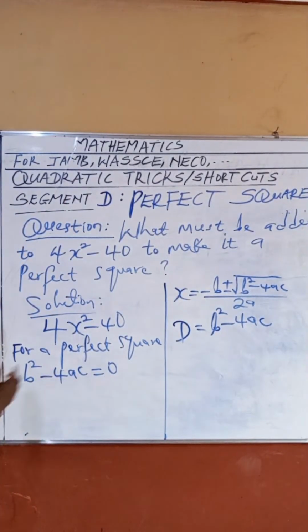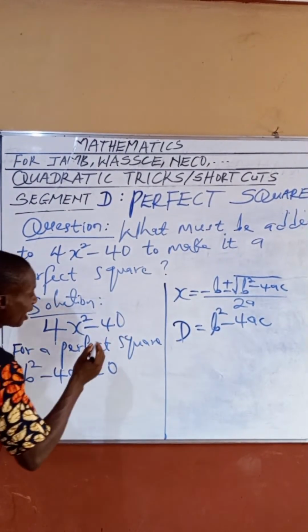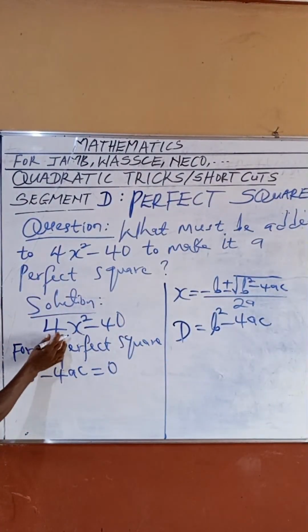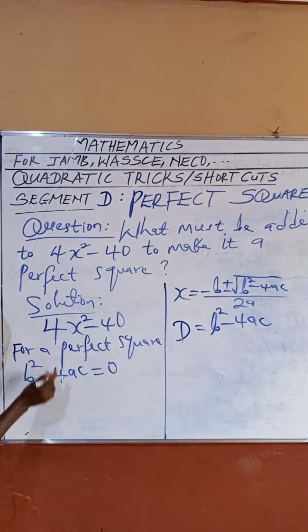So let's check. What's our A? A is what? What we are going to do here, add something here. Remember, this is A. This is A. Our A is equals to 4.